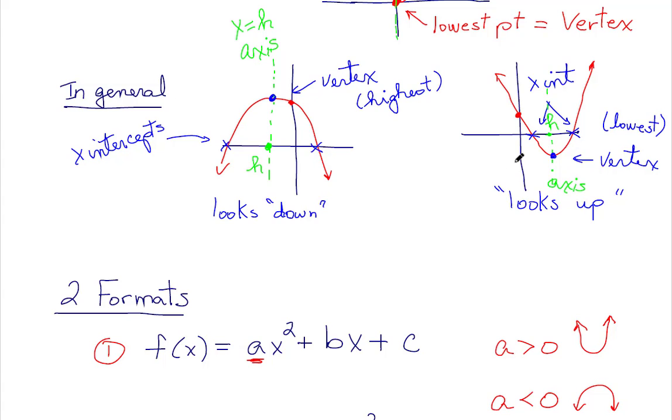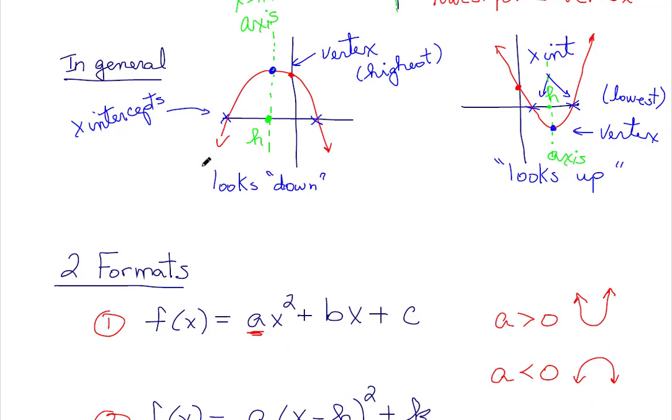Let's see, what else can we say about this. The axis of symmetry goes through the vertex, and it's going to cross at some point on the x-axis, and I've just called wherever that is h. So this axis of symmetry is the line x equals h. Now, how do you know if your quadratic function will look down or look up? Well, it's easy.